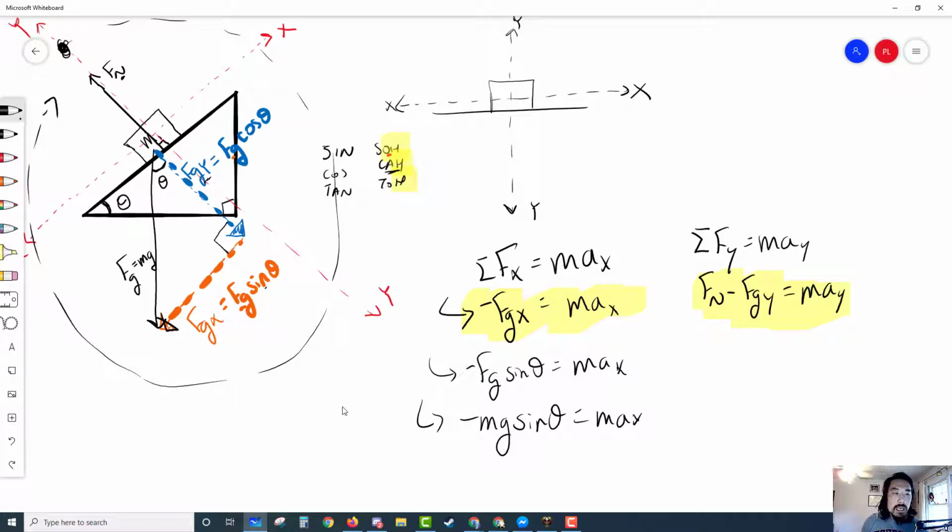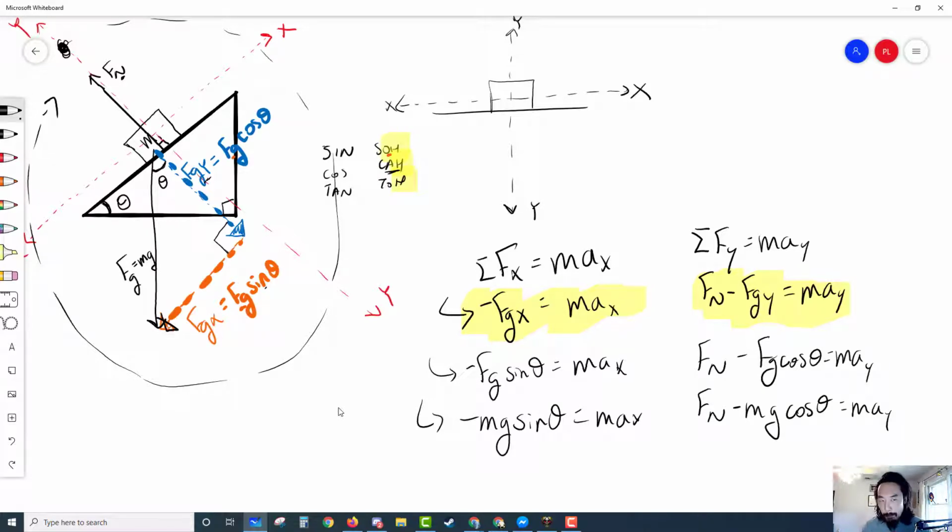We could break it down even more. We can say that this is F of n, minus FGY, which is F of g cosine of theta, is equal to may. And we could break this down even more. We can say that the normal force minus mass times acceleration due to gravity, excuse me, mg cosine of theta, is equal to may.